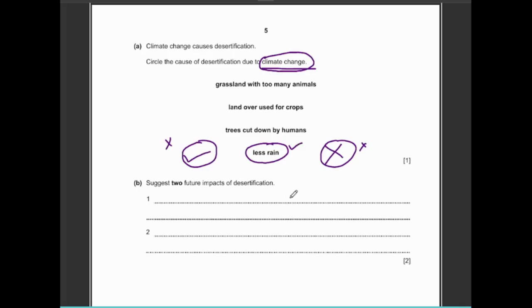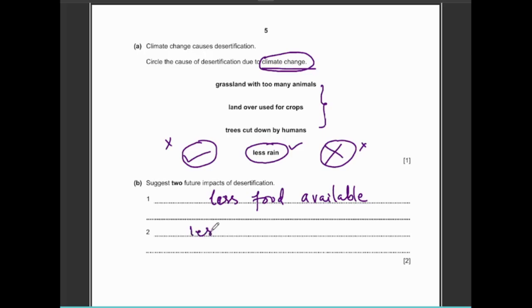Okay, climate change. Suggest 2 future impacts of desertification. In future, if desertification continues, what is the impact? Now, grassland with too many animals, land over used for crops, trees are cut down. So these are some of your hints from where you can mention the impact of desertification. We can mention here less food available, because the plants have been cut down, and it is a desertification.